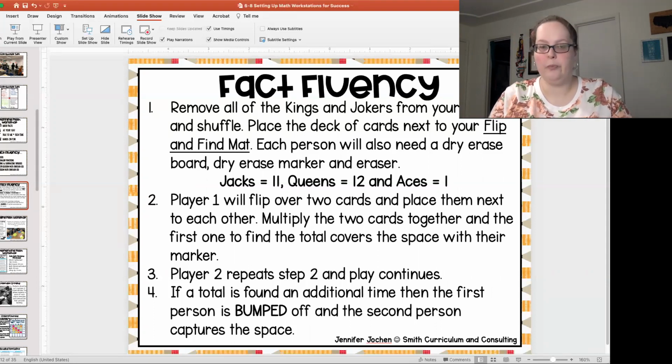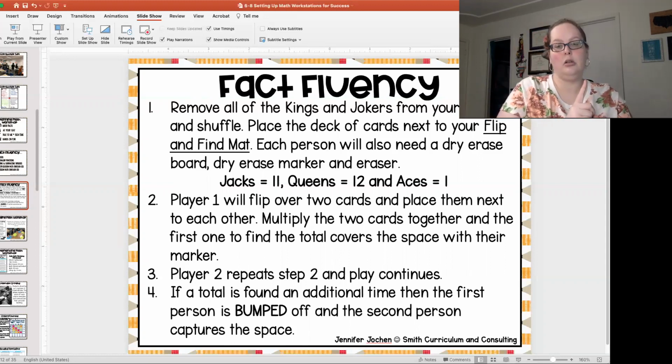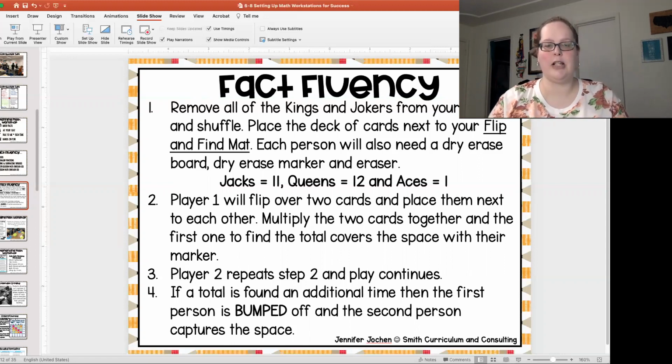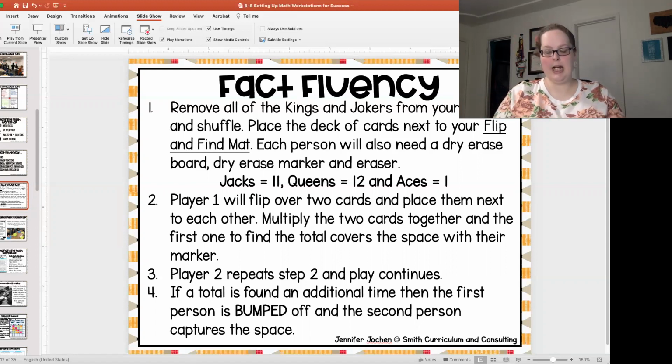So player 1 will flip over 2 cards and place them next to each other, multiply the 2 cards together, and the first one to find the total between player 1 and player 2 covers the space with their marker. And there's a mat that I'm gonna send to this. Player 2 repeats step 2, and the play continues. If a total is found an additional time, then the first person is bumped off and the second person captures the space. So again, it practices multiplication.